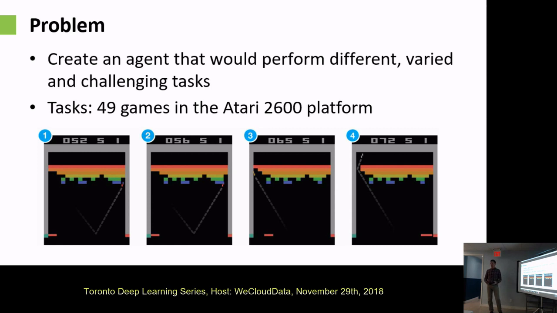So this is one example. There are 48 other games in the platform. We'll see some more examples of that. And this is one example of a problem that they were trying to solve. How do you teach an agent to do that?